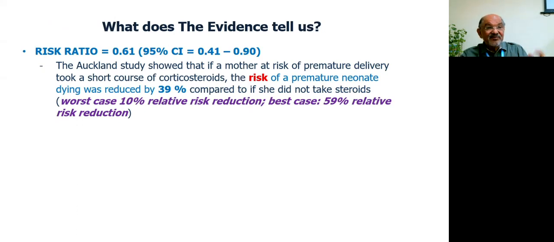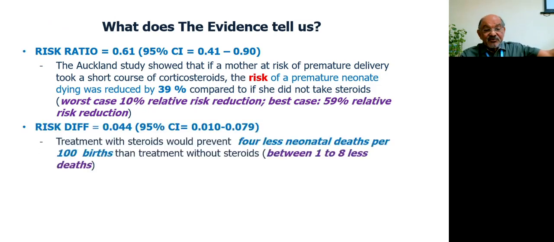The worst case is 10%, that is 0.90. And the best case is 59% relative risk reduction. That's one way of telling her that. Or I could tell her the risk difference. This tells you treatment with steroids would prevent 4 fewer neonatal deaths per 100 births, that is 0.044 times 100, rounded off, than treatment without steroids. It could be 1 to 8 fewer deaths. But it's all fewer, right? 1 is 0.10 times 100, rounded off. Same with 0.79.